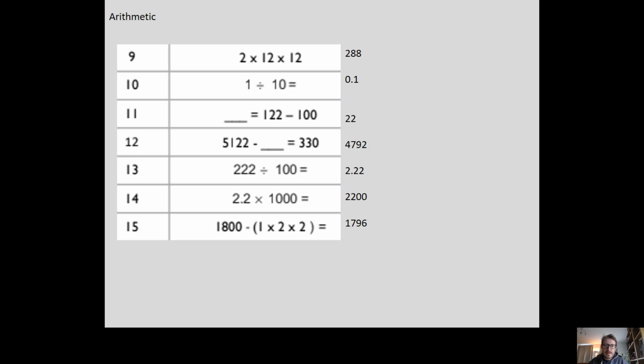Okay, let's look at the answers. So 2 times 12 times 12, 288. 1 divided by 10 is 0.1. 122 take away 100 is 22. 5,122 take away something is 330. That's 4,792. 222 divided by 100 is 2.22. 2.2 times 1,000 is 2,200. And then 1,800 take away, in brackets, 1 times 2 times 2, is 1,796. So you do what's in the brackets first, then subtract that away from the 1,800.